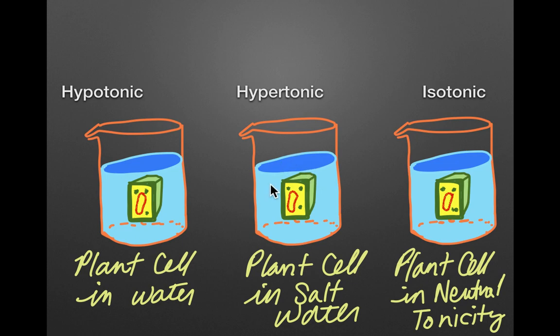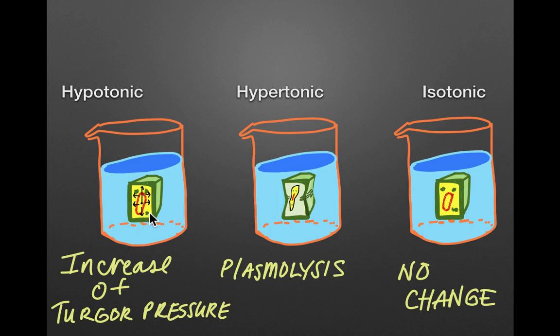Over here we have the same scenario as we did before. It's a hypertonic situation. So in this case, we put the plant cell into salt water or something that has a lot of solutes in it. And in this last one, we put the plant cell in an isotonic situation. So let's look at what happens in these scenarios. In this case, the cell itself hasn't changed shape, but what has changed is the size of this vacuole.